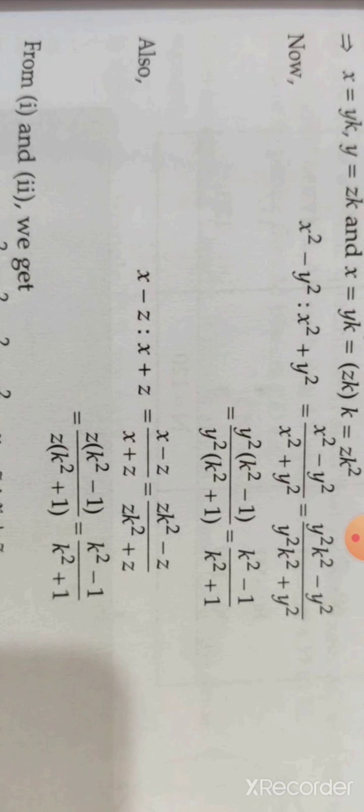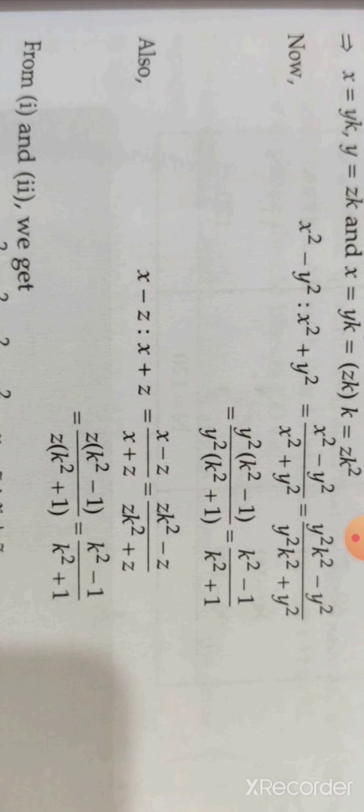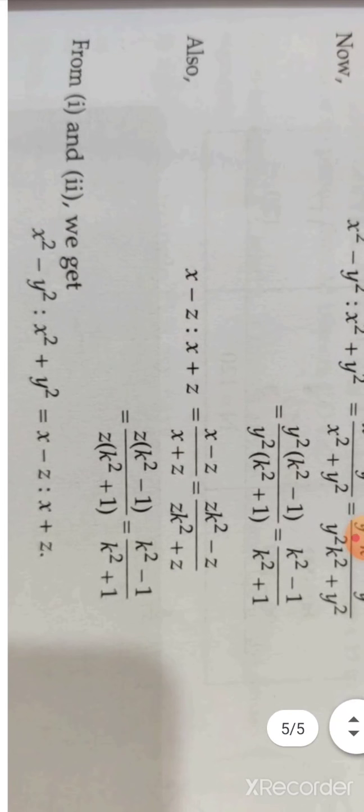So we can write it as a fraction, x minus z upon x plus z. Substitute the value of x as zk square minus z upon zk square plus z. Taking z common from numerator and denominator, z upon z in bracket (k square minus 1) upon (k square plus 1). Z gets cancelled. We are left with k square minus 1 upon k square plus 1, which is same as our left hand side.